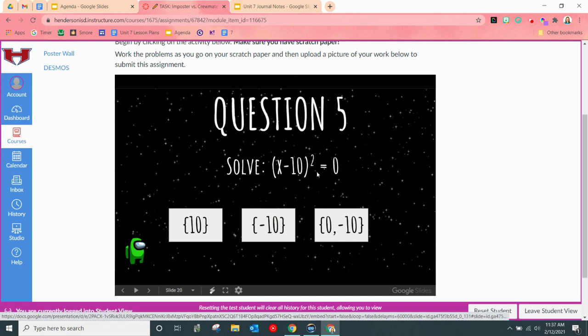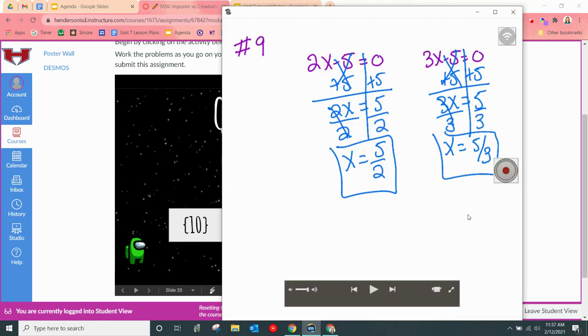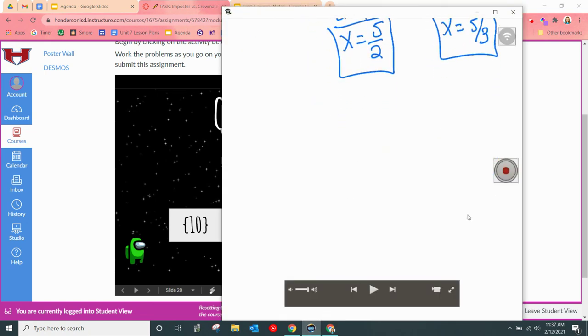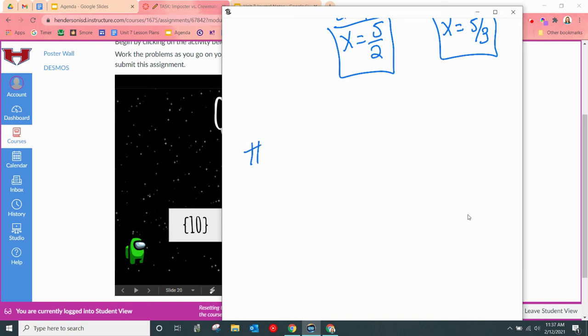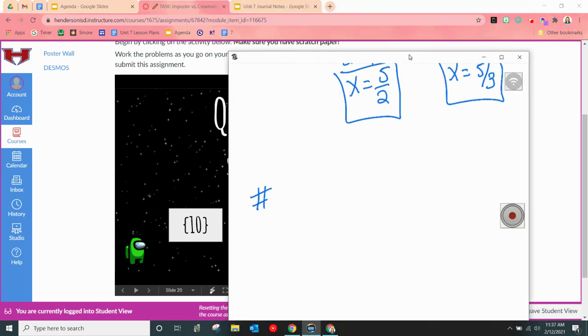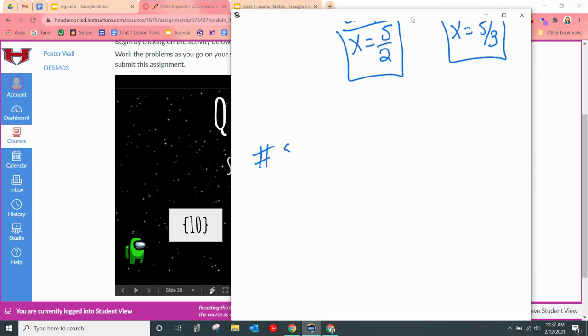Click for the task, do the task in that room, and then this one does actually have the correct answer on it. You would work it out. Now, I'm glad I clicked on this one. I want to show you guys this one. I'm going to bring it up. See how it says x minus 10 squared? So this is number 5. Our problem is x minus 10 squared.